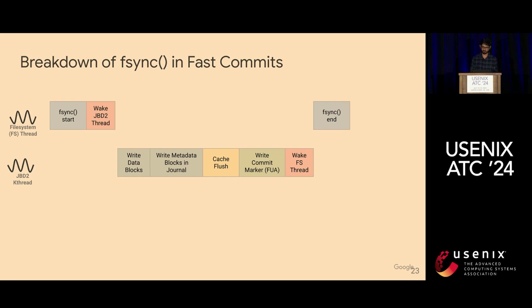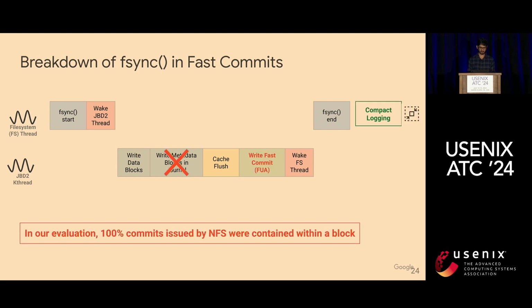Now let's see how compact logging along with other techniques optimizes the fsync path that we saw before. First, as we saw with compact logging, there is now no need to write metadata blocks into the journal. Since FastCommit is expressed as a small 4 KB block, it can be written using the forced unit access command.